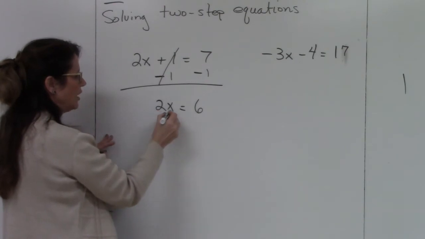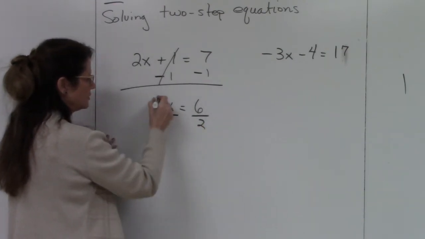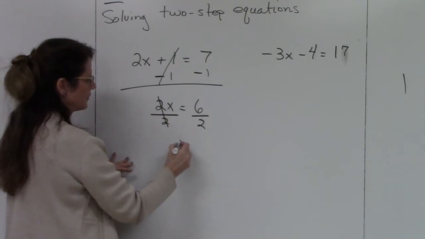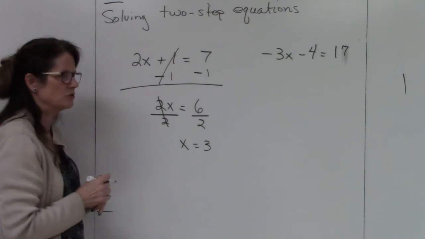This shows 2 times x. I get rid of it by dividing by 2. This cancels the 2. I end up with x equals 3. 6 divided by 2 is 3.